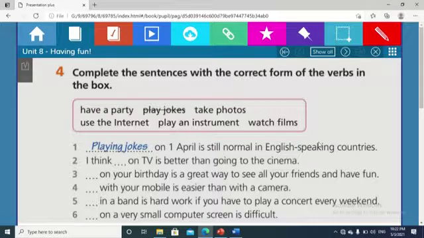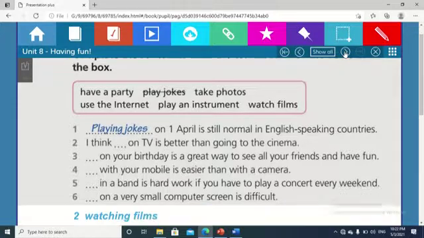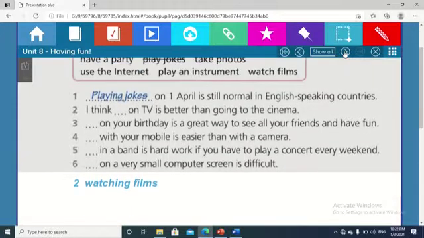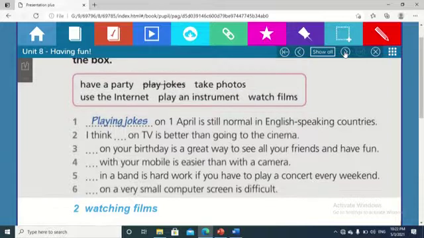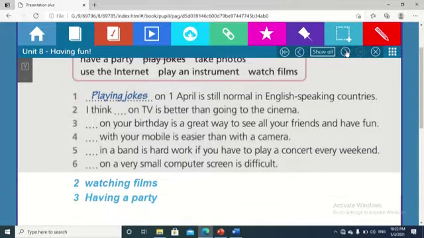Okay. I think on TV is better than going to the cinema. So number 2, watching films on TV. Instead of "watch films" is a verb, "watching films" is a noun. Number 3, on your birthday is a great way to see all your friends and have fun. Having a party. Having a party on your birthday.